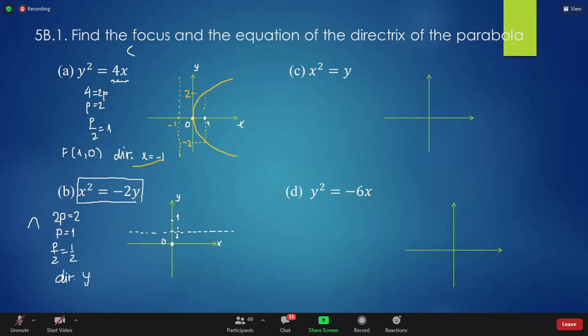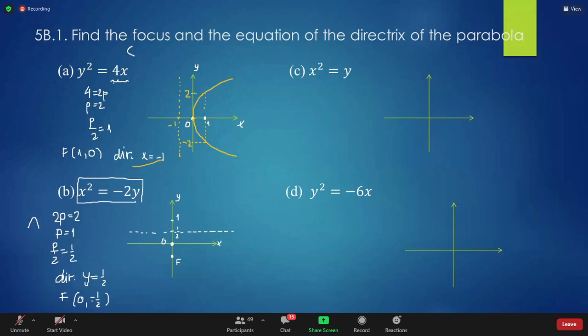The focus will be (0, minus 1/2) because it's on the negative y-axis. This will be the focus then. And the parabola should be opening downwards. And again, if we like, we can actually find some values. For example, if x is 1, then y should be equal to minus 1/2.